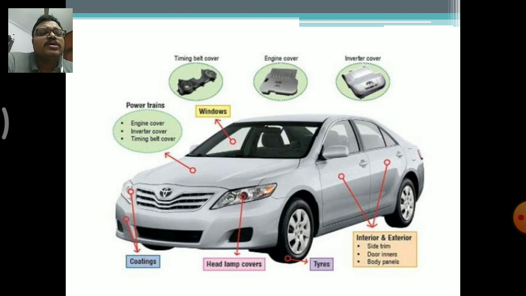Next one is the automobile or automotive industry. These FGMs are used for minor parts. First, they are used for coatings of the shield, that is the headlamp covers or any other coatings. Next, they are also used in tire production. Next, in the interior and exterior parts of car doors and other parts, that is side trim, door inners, body panels, etc.